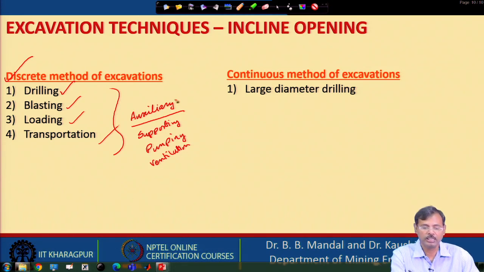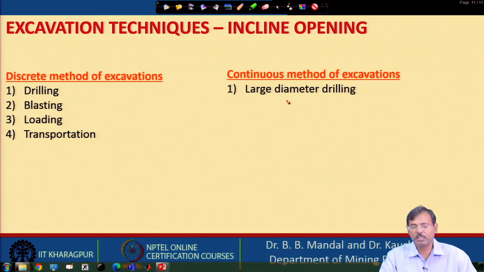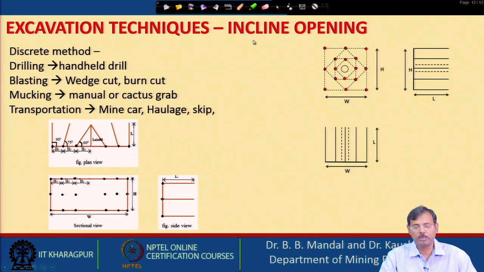So, all these, and apart from that lighting etc. must be there. So, these are the auxiliary operations to be carried out, and alternatively large diameter drilling is also possible, but in this lecture we will not cover it. In case of winging we will discuss the large diameter incline drilling from the top surface to the bottom surface, how that can be carried out. So, in this lecture we will concentrate on the drilling and blasting system.